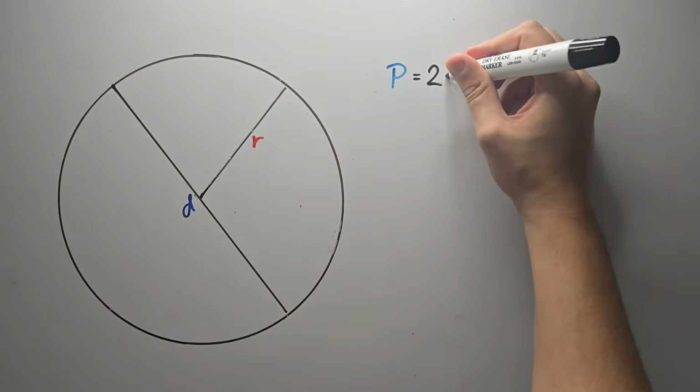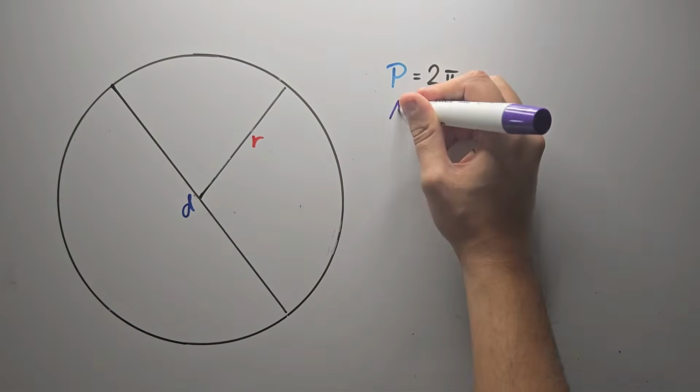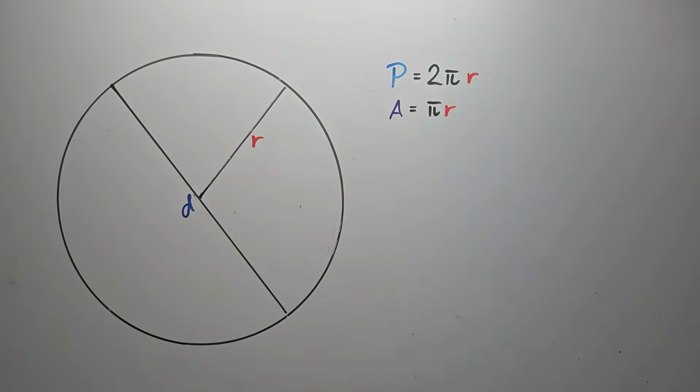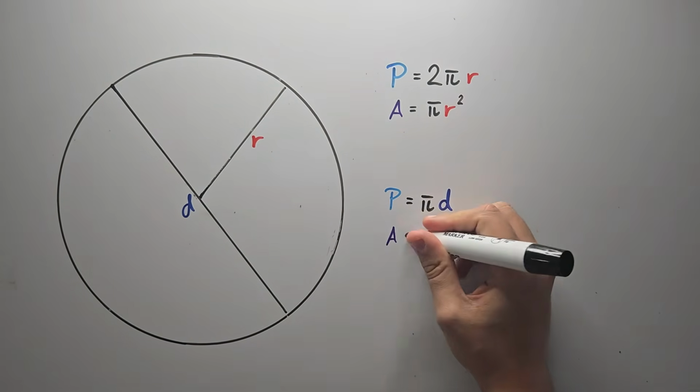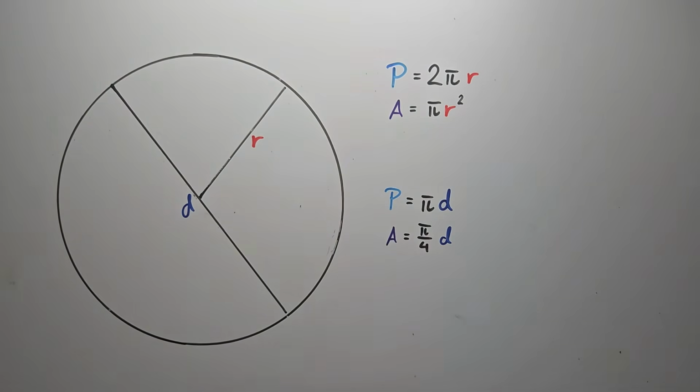The perimeter is equal to 2 pi times the radius, and the area is equal to pi times the radius squared. We also see that the perimeter is equal to pi times the diameter, and the area is equal to a quarter pi times the diameter squared. We also see that the diameter is equal to 2 times the radius. The radius and diameter are only ever talked about in terms of circles, but today I'm going to show you how to apply them to other shapes.